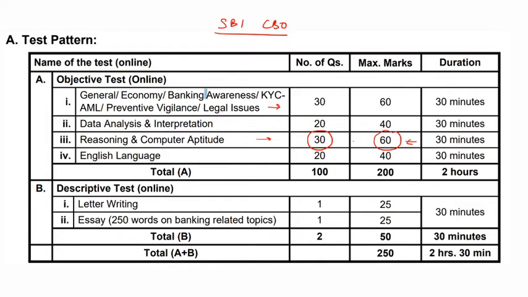That means each question will carry 2 marks, or maybe some questions are more, some are less, but most probably each question will carry 2 marks. And you have 30 minutes to do the same. Now this examination is for people who are eligible, the ones who have 2 years of experience in the field of banking. So the level of the paper can be expected to be not on the higher side.